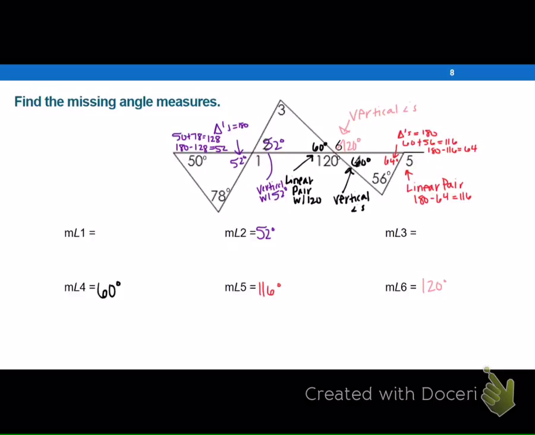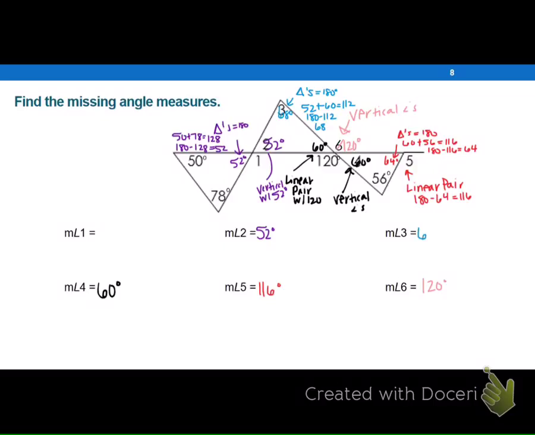Okay, we still need 1 and 3. Does anybody know 1 or 3? Helena. 3. Okay. Triangles add to 180. So how did you find that? 52 plus 60. Okay, so that's 112. And then subtract that from 180. So that is 68.